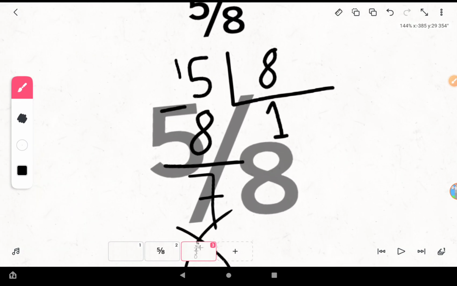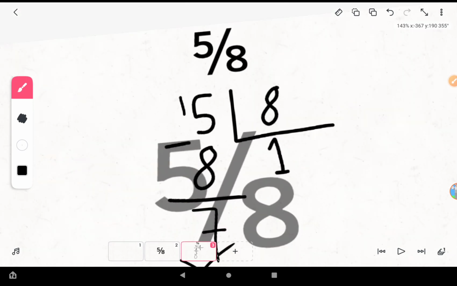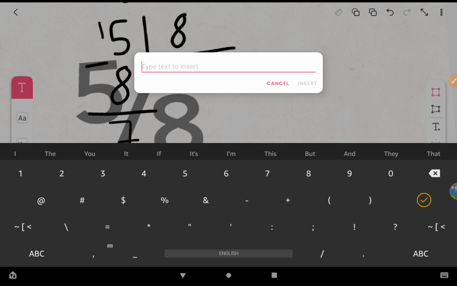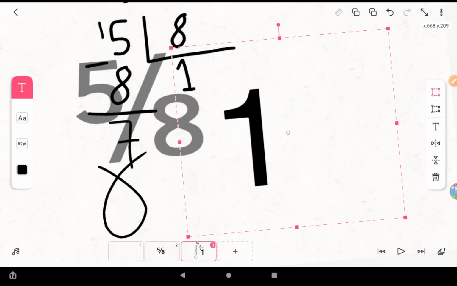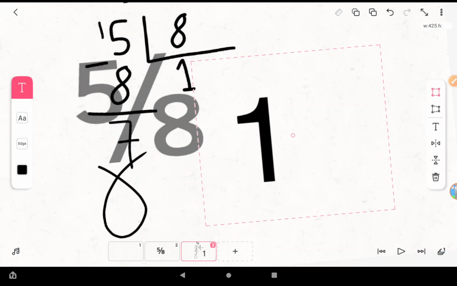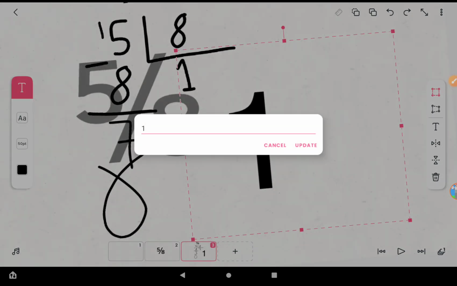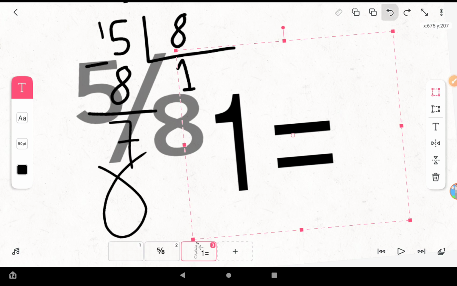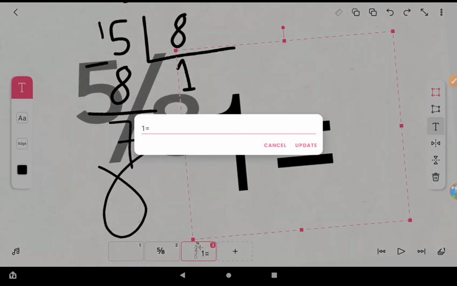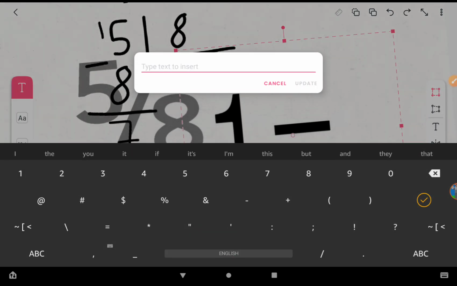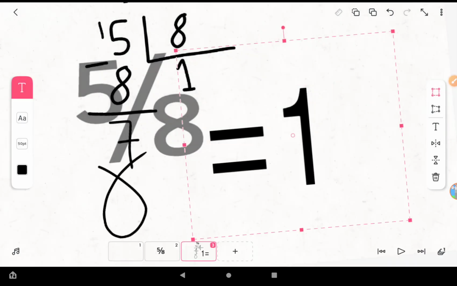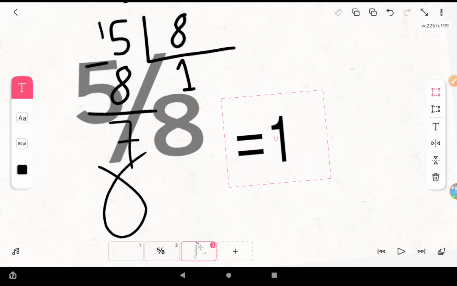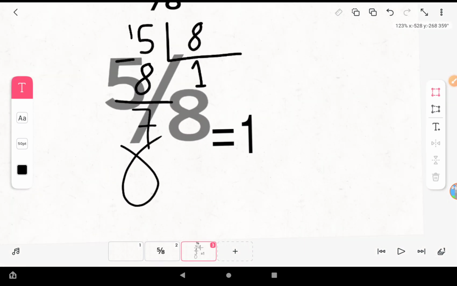You put the answer right here. Or you could put the equals if you want. Equals 1.